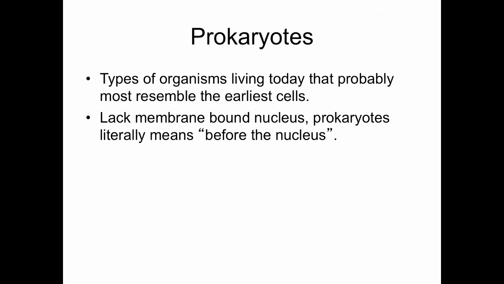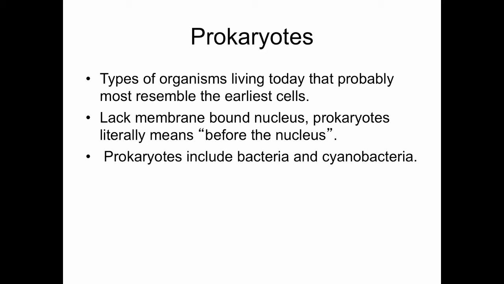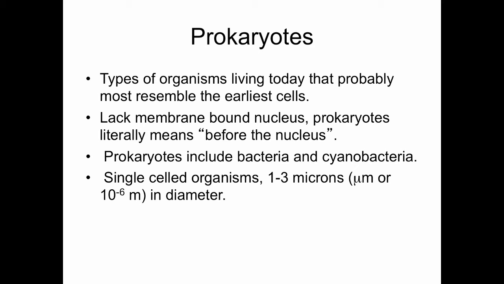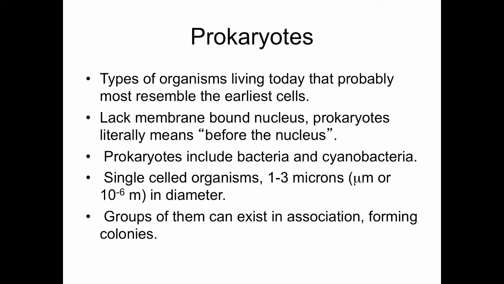Prokaryotic cells lack a membrane-bound nucleus, so the word prokaryote literally means before the nucleus. Prokaryotic organisms include bacteria and cyanobacteria, and these are actually very small single-celled organisms ranging from 1 to 3 microns in diameter. So a micron is the same as 1 micrometer. Again, while prokaryotes are single-celled organisms, they actually display group behaviors. So, for example, groups of them can exist in association to form colonies.